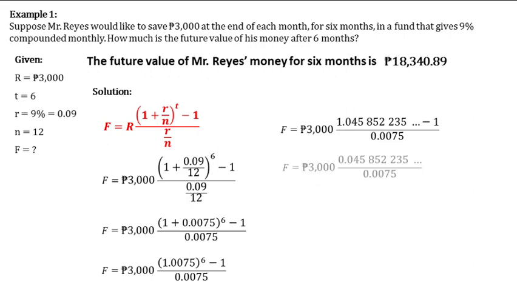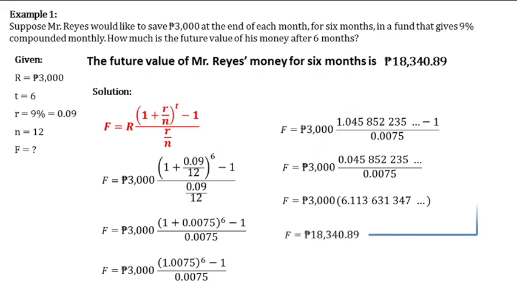So, minus 1, yan ay 0.045852235 divided by 0.0075, yan ay 6.113631347 multiply to 3,000, ang ating future value ay 18,340.89. So, same as answer dun sa kaninang computation.